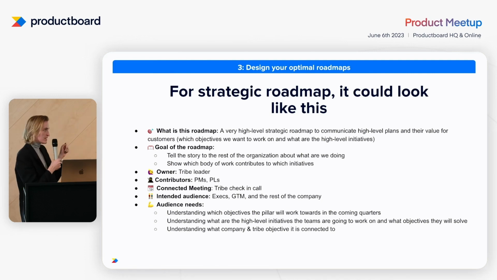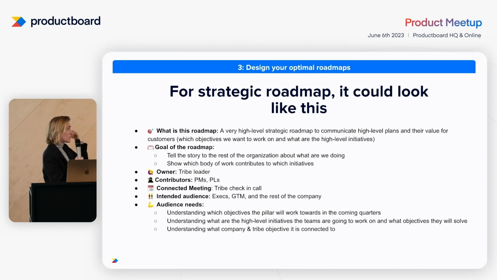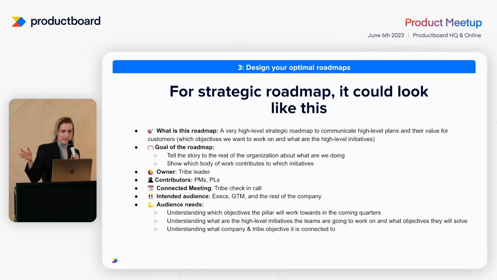I just have an example here. For a high-level strategic roadmap, you would describe that this roadmap is to communicate the high-level plans. The goal of the roadmap is to tell the story to the rest of the organization about what we are doing. You could show which body of work contributes to which initiatives. Of course, if you have a goal like that, then you're probably not interested in epics or anything too granular. It should be super high level.